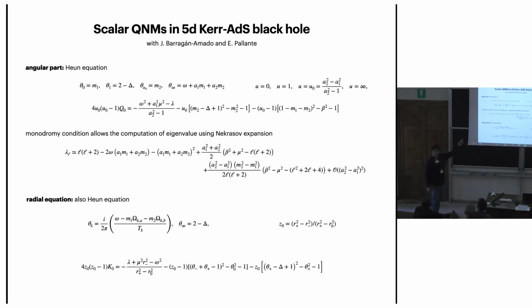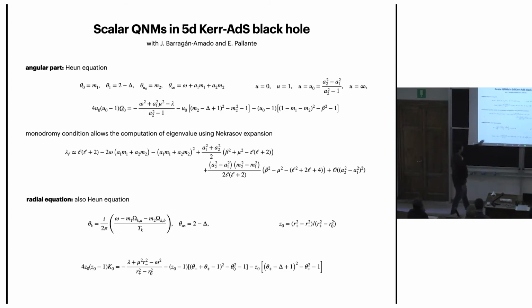When A2 is equal to A1, you fall into a hypergeometric equation. It's not Heun anymore. This is the extremal case, A2 equal to 1? Sorry? No, it's not extremal. It's equally rotating, so the temperature is not 0. You have 2 separate horizons, but the 2 angular momenta around theta 1 and theta 2 are the same.